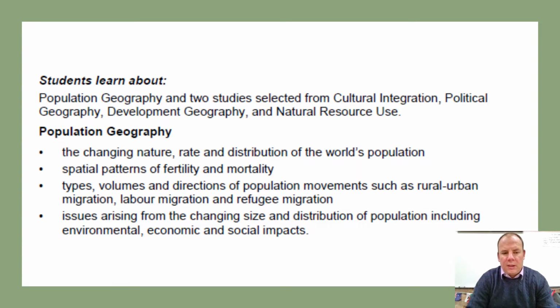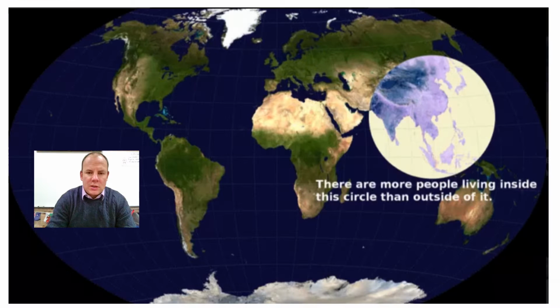Over the next few weeks we're going to be looking at those 4 dot points. And we're looking at dot point number 1, the changing nature, rate and distribution of the world's population. I'm going to talk more about the distribution of the world's population in another video. Today I'm just looking at the nature and rate of the world's population. Just to get us started and looking at why it's so important, there's a really interesting map that I thought I'd start with, and that talks about that first dot point.